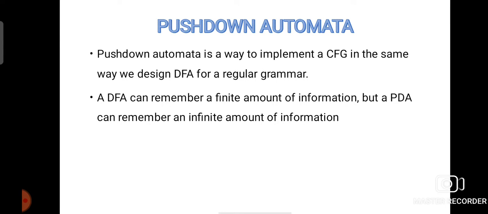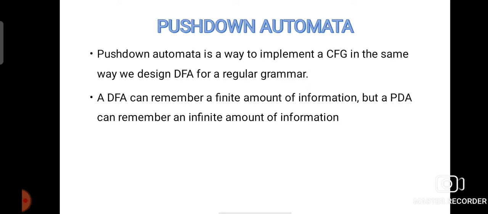Pushdown automata is one of the implementation mechanisms for a given context-free grammar. Previously we have studied about DFA, deterministic finite automata. It is one of the automation models. We can design a DFA for a given grammar. Similarly, PDA is one of the automation models. We can design a PDA, pushdown automata, for a given context-free grammar.